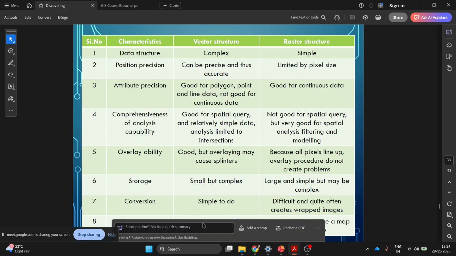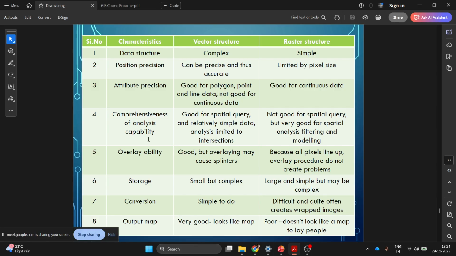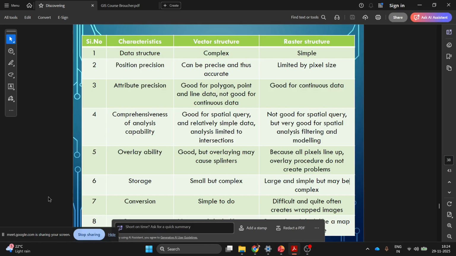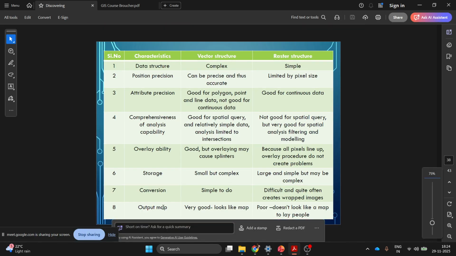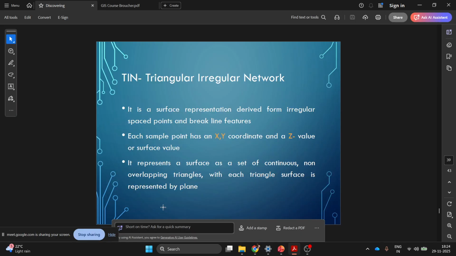And also, in case of an output map, in case of vector structure, it is very good and looks like a map. But in case of a raster structure, it is poor and doesn't look like a map to lay people. So that is the advantage and comparison of raster and vector structure.